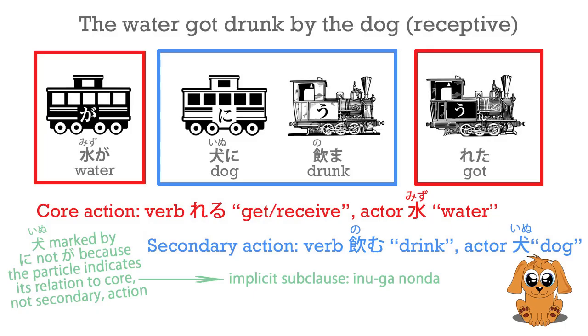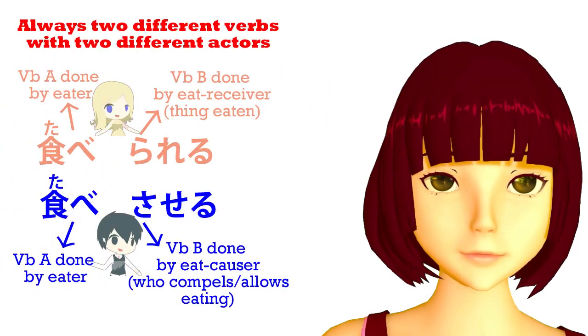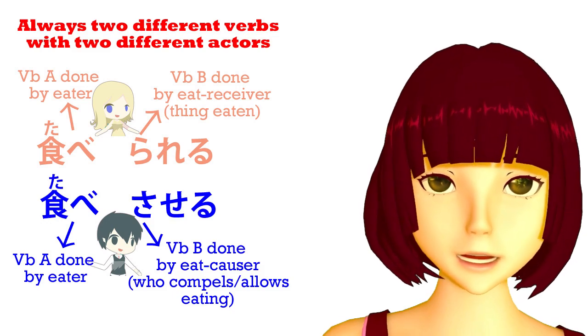I think this becomes clear in a slightly longer sentence. Sakura ga dareka ni kaban wo nusumareta. Sakura got her bag stolen by someone. Again, there are two actions going on, and always in a receptive sentence, the main action, the core action of the sentence is reru, receive. Sakura received. But there is a nested action within this, done by the secondary verb, nusumu, steal, and it's done by someone.